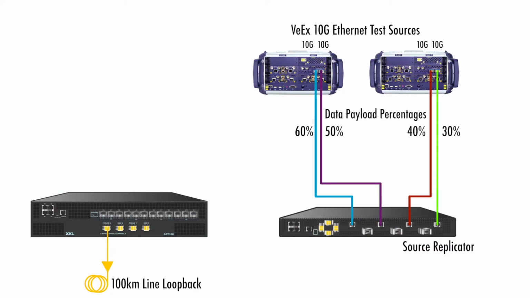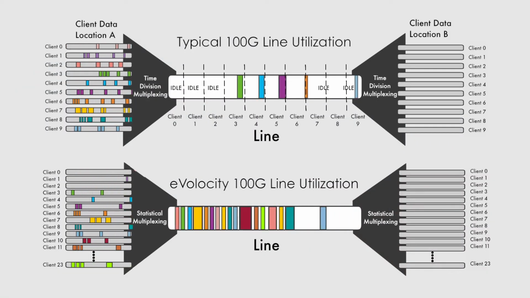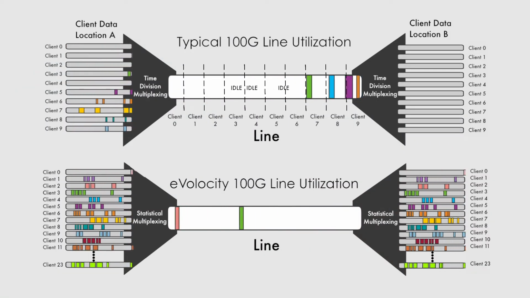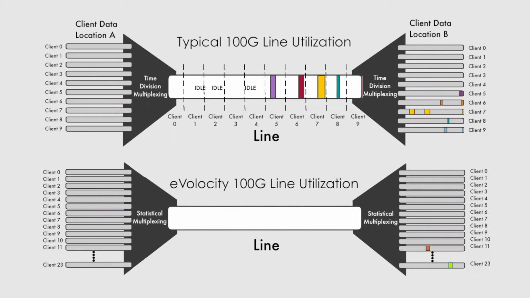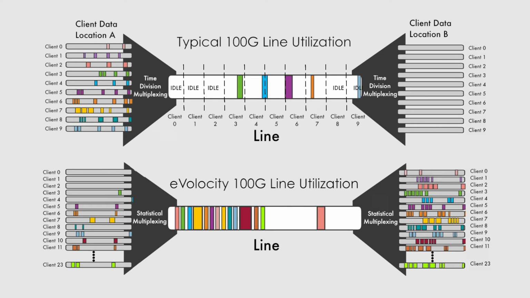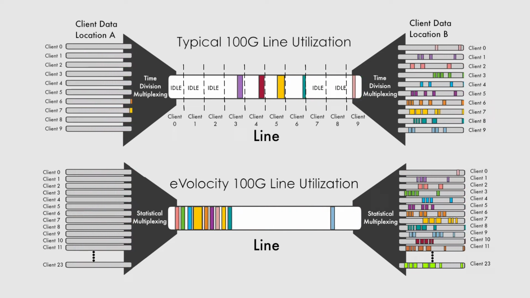Here is the demonstration setup. We have 4 test sources. We have copies that are made of those test sources so that we can create up to 24 10 GigE streams. We will demonstrate that aggregating all 24 of these 10 gig streams down a single 100 gig line is possible. This is done in an optical transport platform, not in a layer 2 or layer 3 switch. That's very unique in the industry.